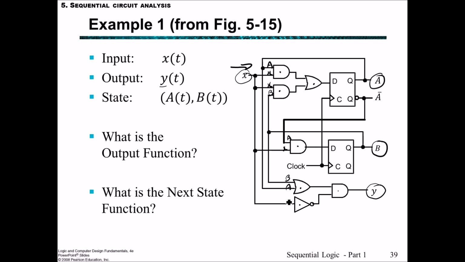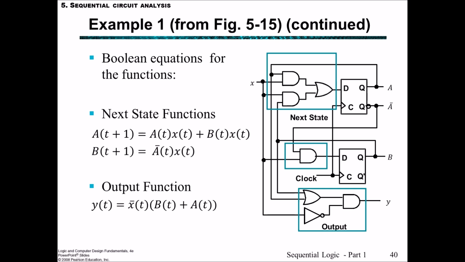Then we have to follow that through and then see if we can work out what is the output function, y at t, obviously a function of both b, a, and x. And then the next state functions: a at t plus 1, which is obviously a function of a, x, and b at time t, and b at t plus 1 is a function of x and a, and remembering that a is also a function of b and x. Now we've drawn squares around the combinational logic that gives us the functions for a at time t plus 1, b at time t plus 1, and y at t.